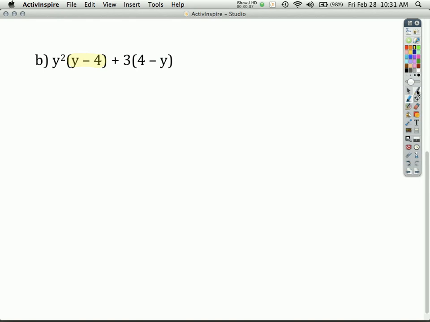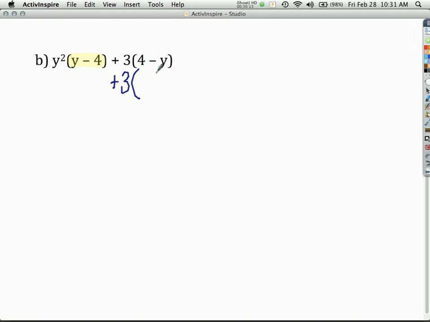But if I try to switch them around, well, the y is negative, and I would get negative y, and the 4 is positive, and I would get this. Still not the same. But there is something you can do to get it to turn into y minus 4. David?